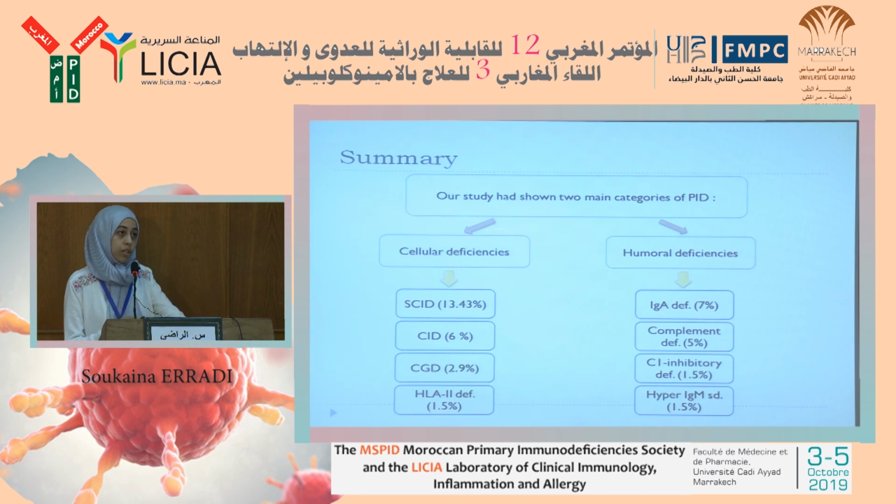To summarize, our study had shown 2 main categories of primary immunodeficiency. The first one was cellular deficiencies that is divided into 4 subgroups. The first one, severe combined deficiencies, with a rate of 13.43%, combined immunodeficiency 6%, chronic granulomatous disease 2.9%, HLA-2 deficiency 1.5%. While the other group, that is the one of humoral deficiencies, we had 7% of IgA deficiency, 5% of complement deficiency, 1.5% of both C1 inhibitor deficiency and hyper-IgM syndrome.